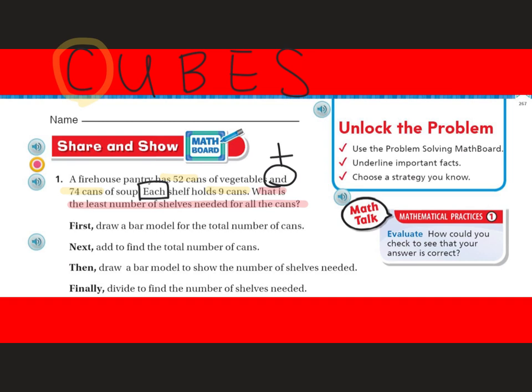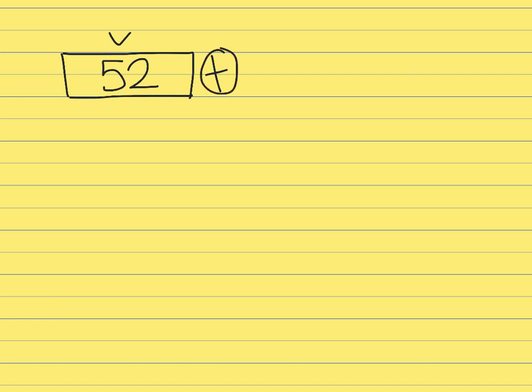So let's take a look at how we can solve this. The first thing that I am going to do is, because I know that the pantry has 52 cans of vegetables, I'm just going to write 52 cans. This is my cans of vegetables. And remember how I said the word and implies addition? They also have 74 cans of soup. I'm going to write 74, and that implies soup.